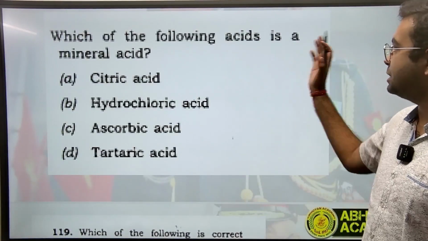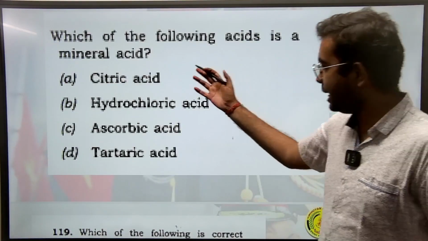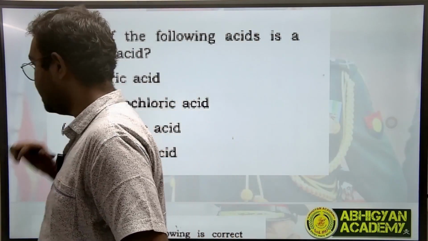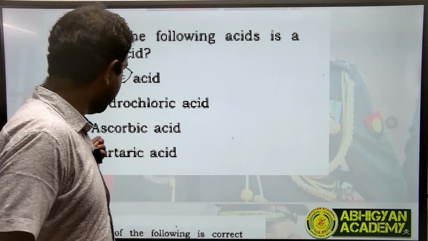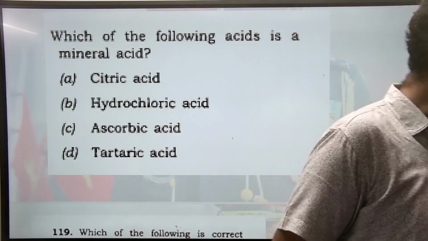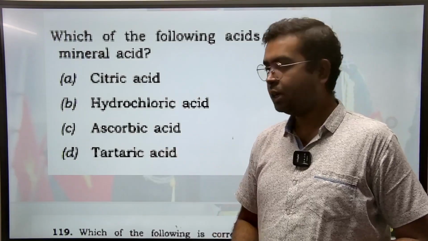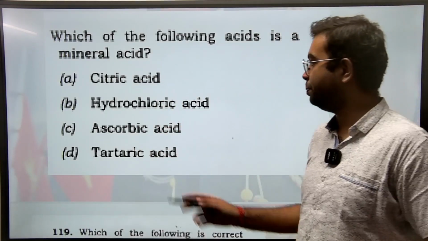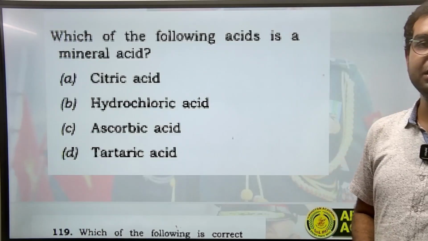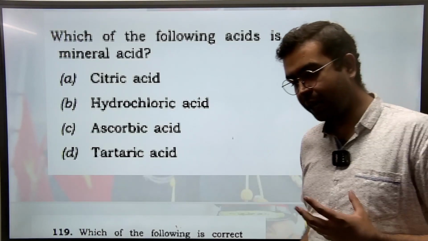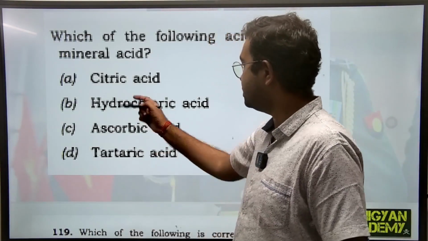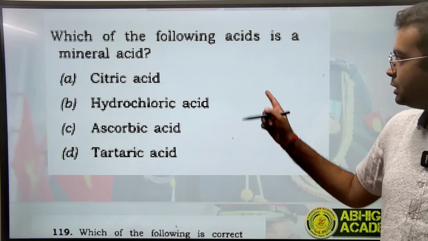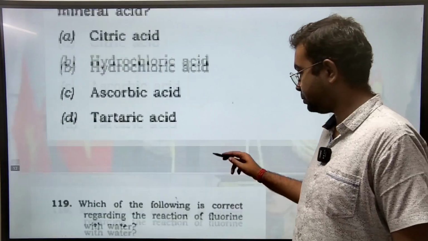Now, which of the following acids is a mineral acid? See, citric acid is found in citrus fruits. Ascorbic acid is found in apples. Tartaric acid is found in tamarinds. So these three are organic acids. They come from organic sources. But B, hydrochloric acid is a mineral acid, or you can say an inorganic acid. So the correct answer is option B, hydrochloric acid is the mineral acid in this list.